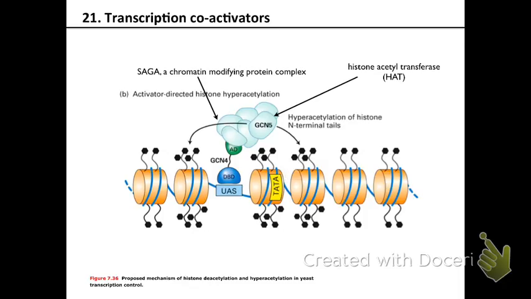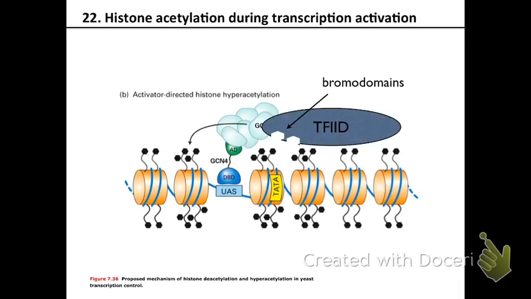In addition, the acetylation of tails serves as binding sites for other proteins to come and recognize the promoter. One of these proteins, in fact, is a transcription initiation complex.